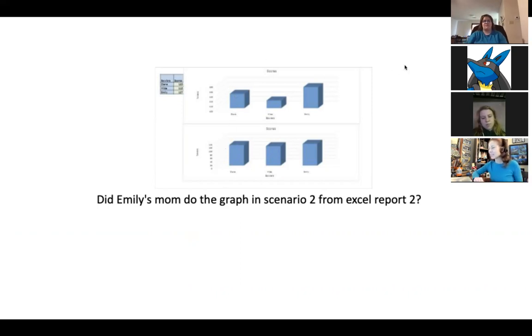Wow, great question. Thanks, Ruby. I like the way you said that Emily's mom made that graph. That's pretty funny, because a mom would have that perspective, wouldn't they? My mom would do that.